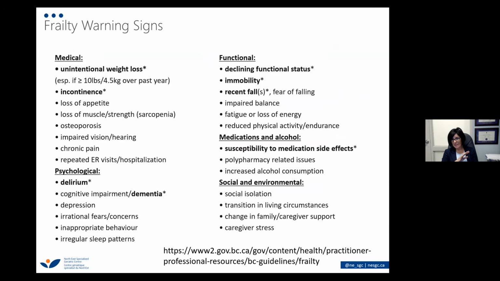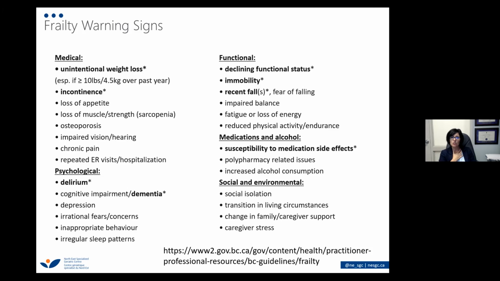That this is from BC, and I've actually attached some of the resources at the end of the presentation, which I likely won't get to because I talk too much, but it outlines different warning signs, tools, things to incorporate into your practice as primary care. So it's a frailty approach in primary care that the BC government has developed.